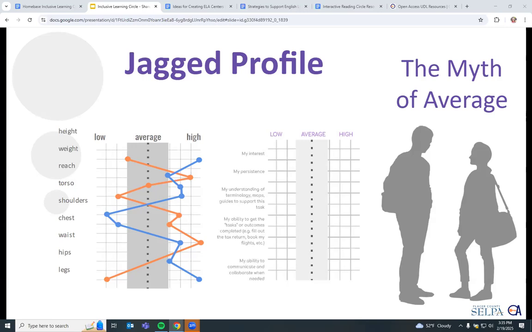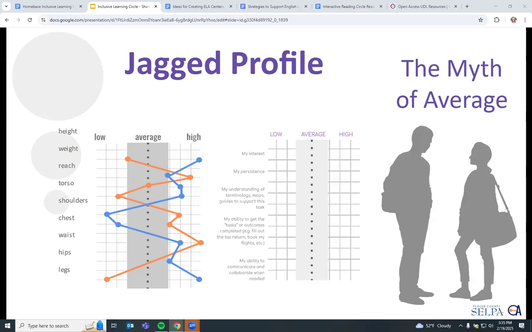So when we look at this picture, we can use a jagged profile to think about our own learning. The jagged profile in the middle says my interests, my persistence, my understanding of terminology, my ability to get the task done, and my ability to communicate. As you can imagine, when we're looking at two different learners in a given situation, these jagged profiles are going to be exactly that: jagged.